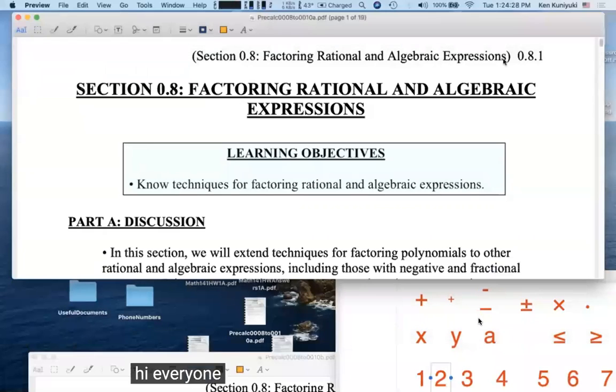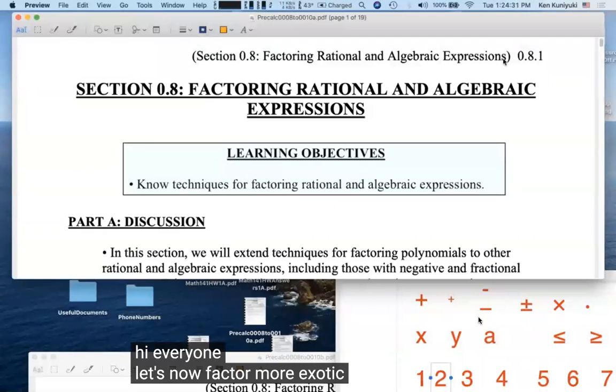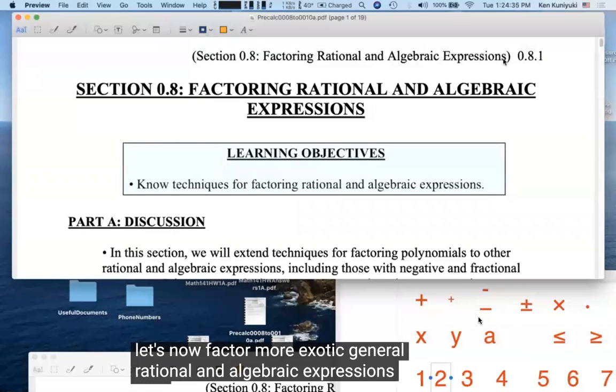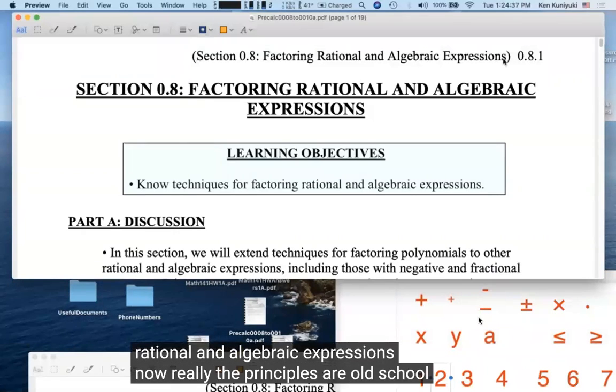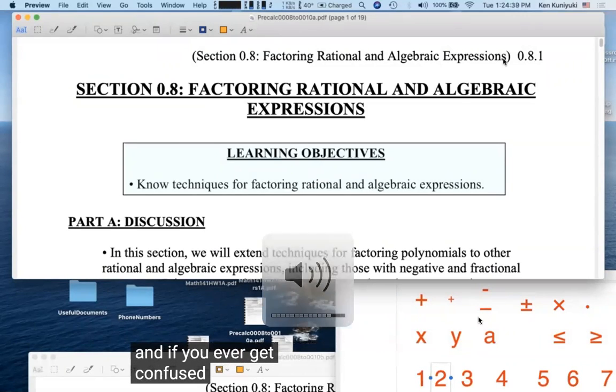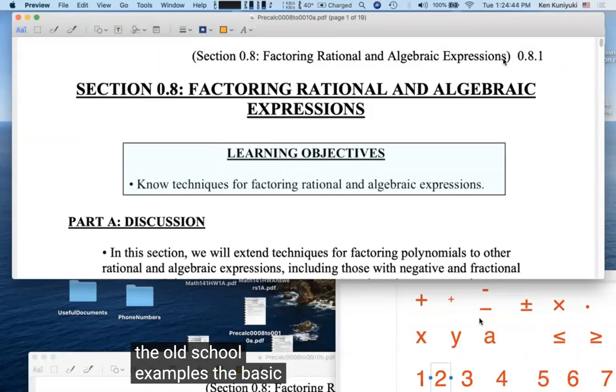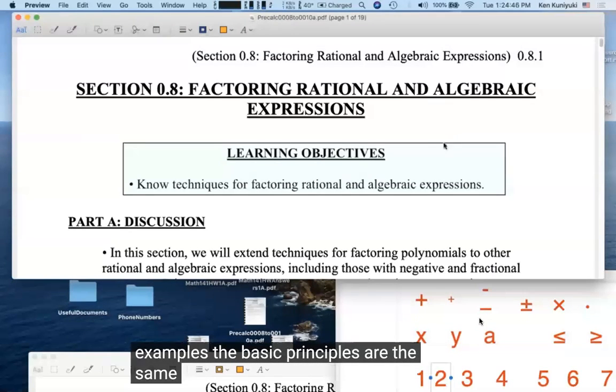Hi, everyone. Let's now factor more exotic, general, rational, and algebraic expressions. Now, really, the principles are old school. And if you ever get confused or disoriented, just think about the old school examples. The basic principles are the same.